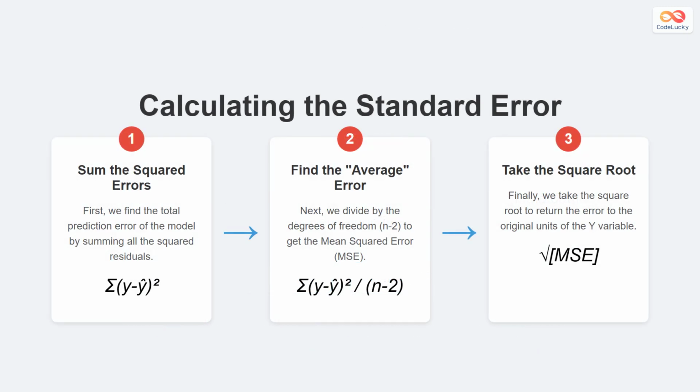So let's review the calculation. Step 1 is to sum the squared errors, which gives us the total error of the model. Step 2 is to find the average error by dividing that sum by the degrees of freedom, n-2. This value is known as the mean squared error. Step 3 is to take the square root of the mean squared error. This brings the error back into the original units of our dependent variable, y.